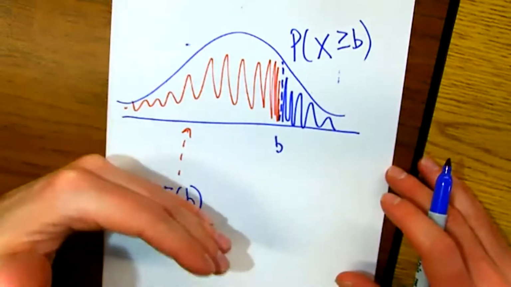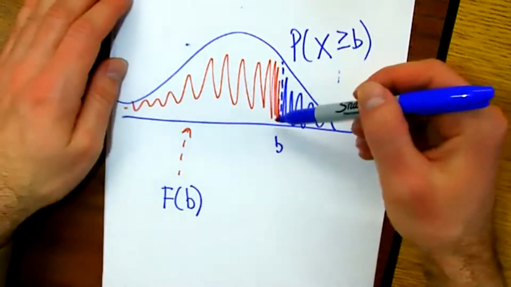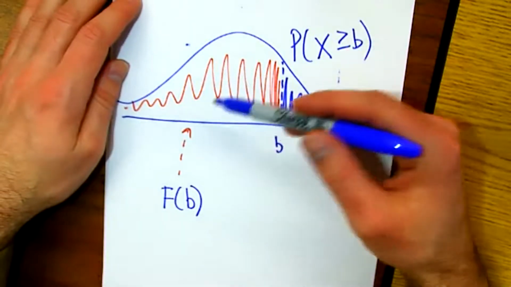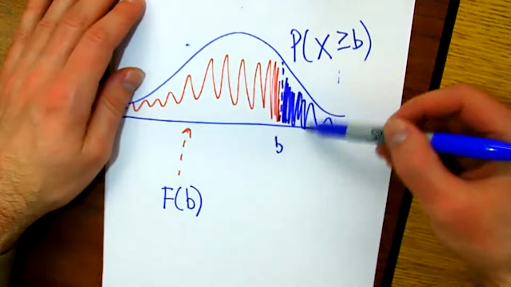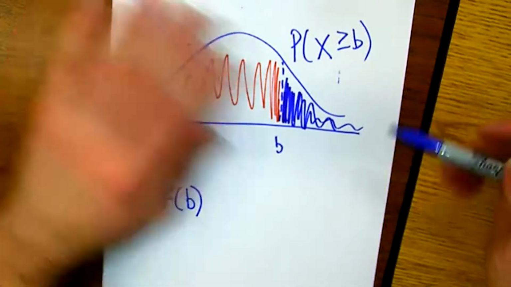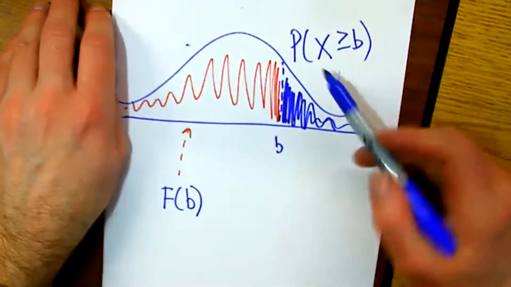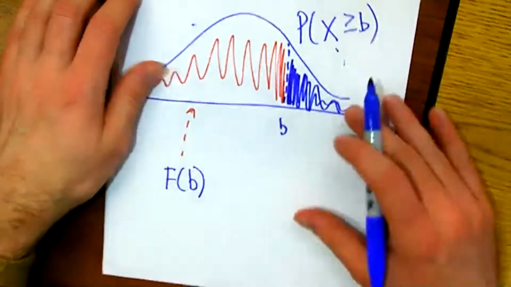The area under the curve is 1. So I could take that red area, subtract it from 1, and that would give me what I wanted, which was this blue area. Or take the probability X is less than B, subtract it from 1 to get the probability X is greater than or equal to B. Where does that come from?